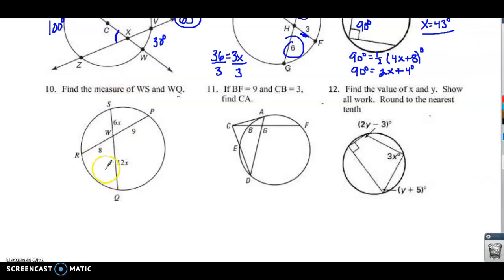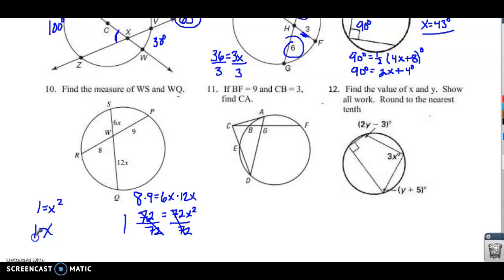Find the measure of segment WS and WQ. So again, we've got two chords that intersect inside a circle, so we're going to do part times part equals part times part. So we're going to do 8 times 9, which is 72, equals 6x times 12x. So we've got 72 equals, well, 6 times 12, that's 72x squared. We'll divide both sides by 72. The 72s cancel, we're left with 1 on this side. Over here we cancel, we're left with 1x squared. So we have 1 equals x squared. Take the square root of both sides. X equals 1. Okay, x equals 1 in this case.